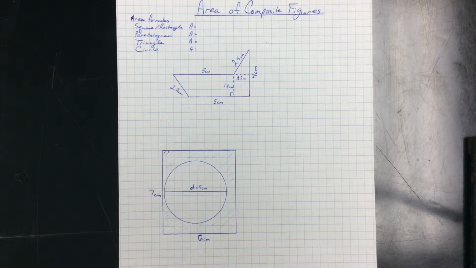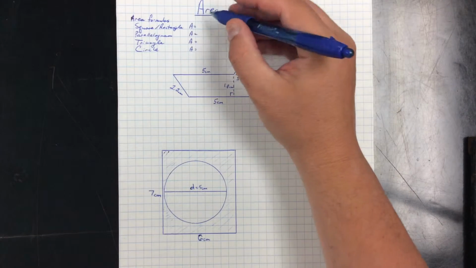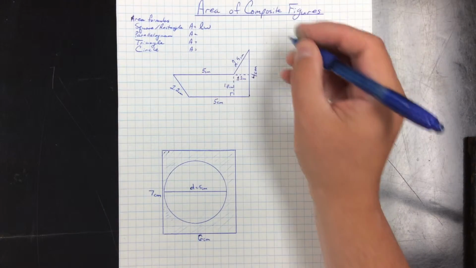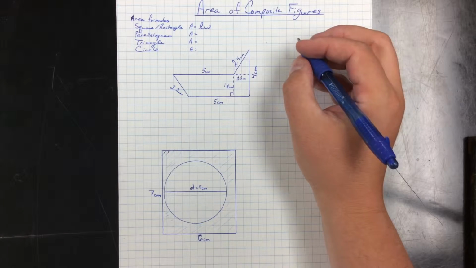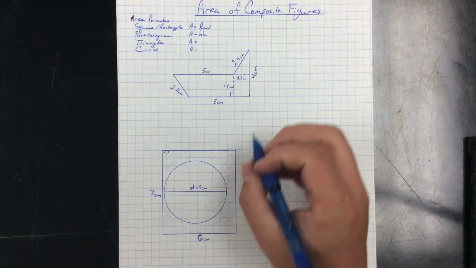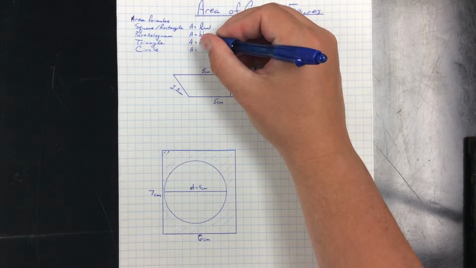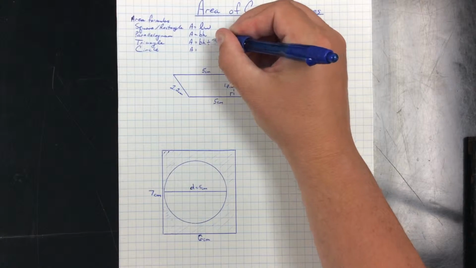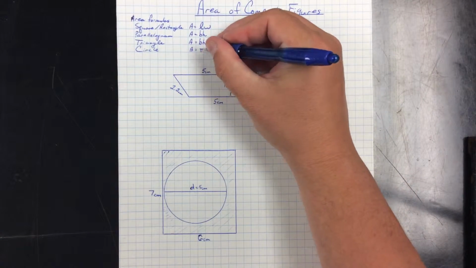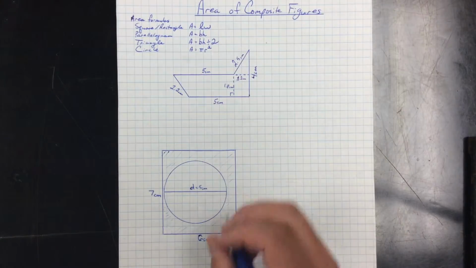Today we're going to be looking at area of composite figures. In the past we've looked at squares and rectangles and found out the formula for those is to find the length and the width and multiply them together. We've done the same for parallelograms. We said find the base and the height and multiply those together to find the area. For triangles it was very similar, base times height, but we only wanted half of it, so we divided by 2. And for a circle we found that was pi times the radius, or pi r squared.